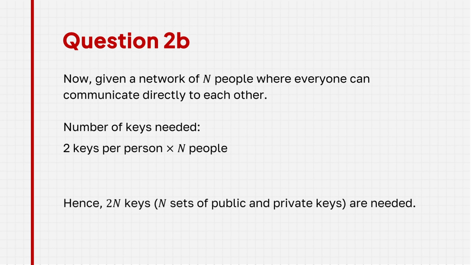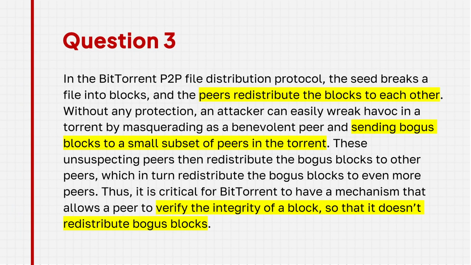No? Okay. Now question 3. Question 3 is actually about how BitTorrent works. So let's see the question here. It's a bit long. In the BitTorrent protocol, we have a seed that breaks a file into blocks. Then the peers redistribute the blocks to each other. Without any protection, an attacker can easily wreak havoc in the torrent by masquerading as a benevolent peer, then sending bogus blocks to a small subset of peers. So we want to find a method that is able to verify the integrity of a block such that it doesn't redistribute bogus blocks. Let me give a bit of a primer on how BitTorrent works, right?